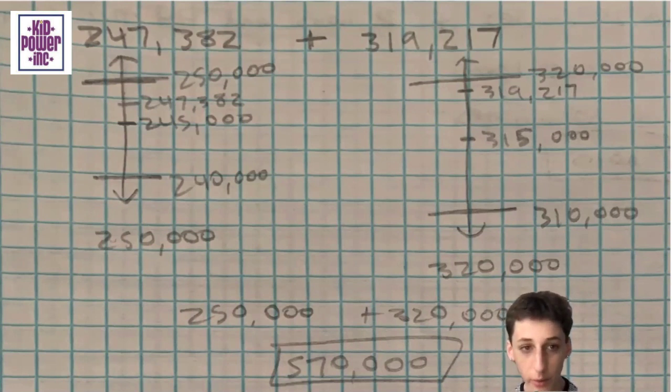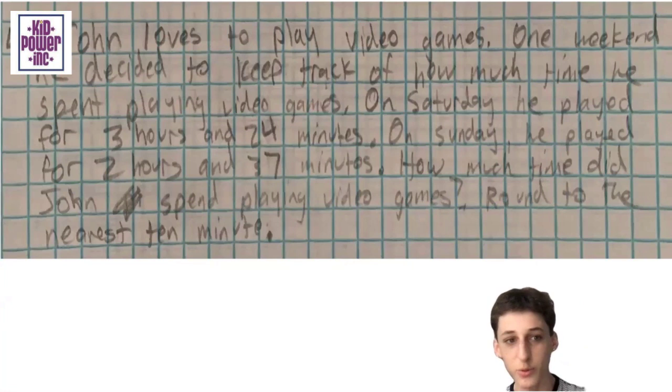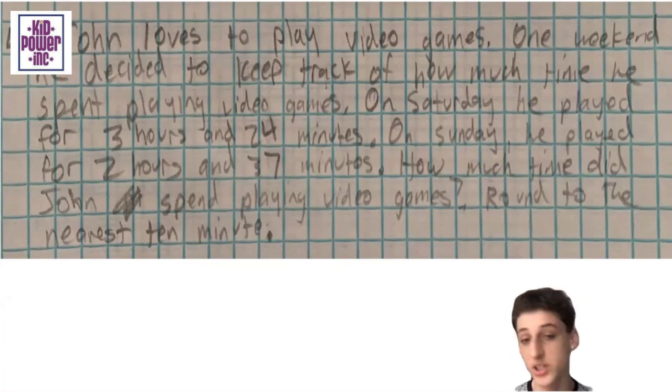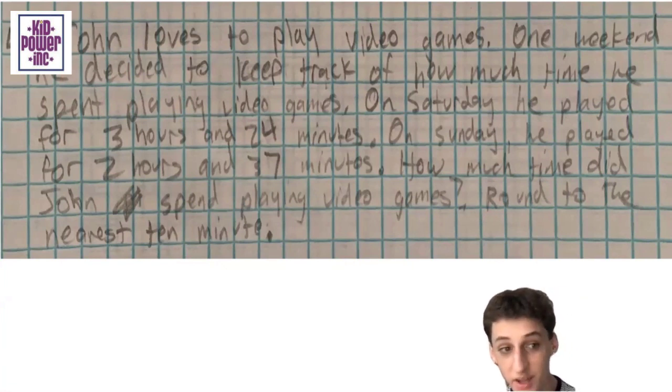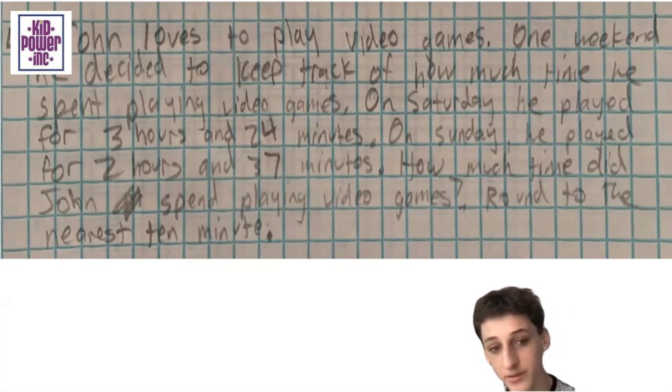And now for our last problem is a word problem. And I'm sure that some of you might be able to relate to this one. So I'll read it out. It goes, John loves to play video games. One weekend, he decided to keep track of how much time he spent playing video games. On Saturday, he played for 3 hours and 24 minutes. On Sunday, he played for 2 hours and 37 minutes. How much time did John spend playing video games? Round to the nearest 10 minutes.